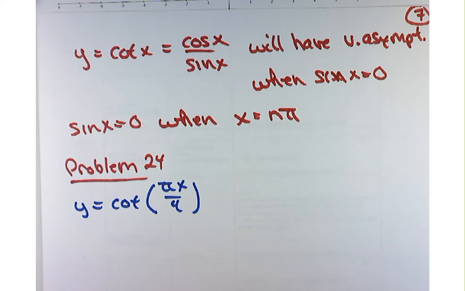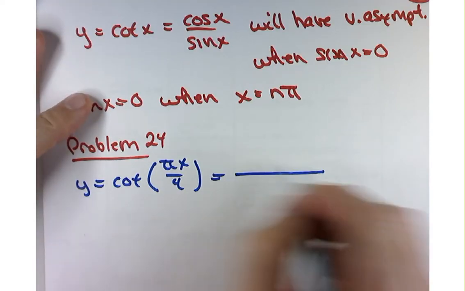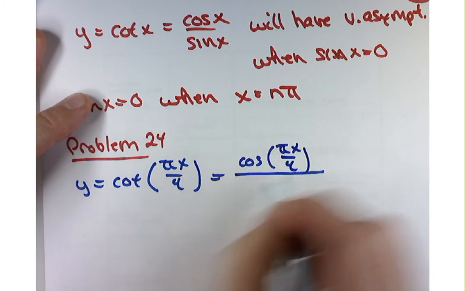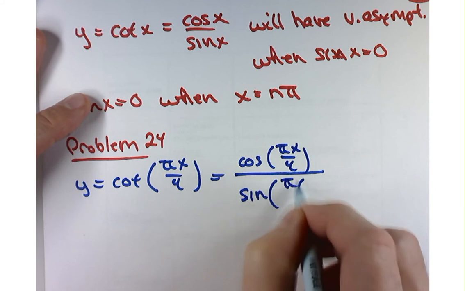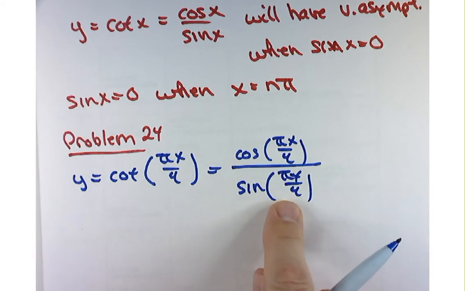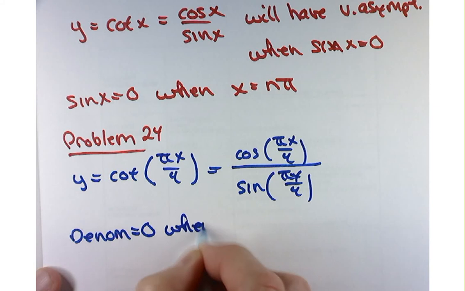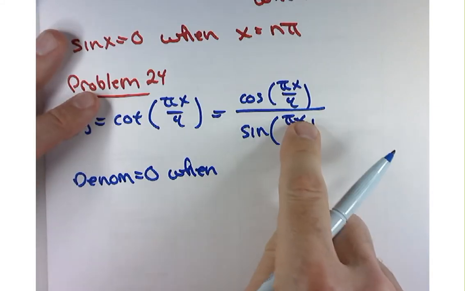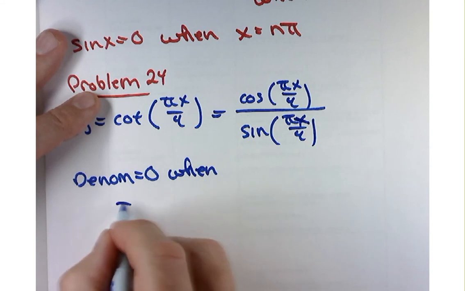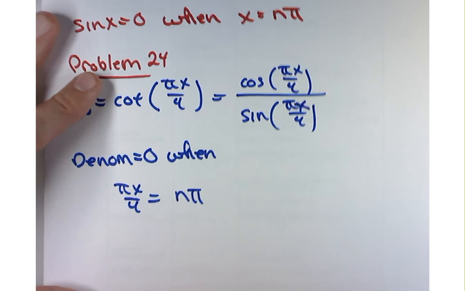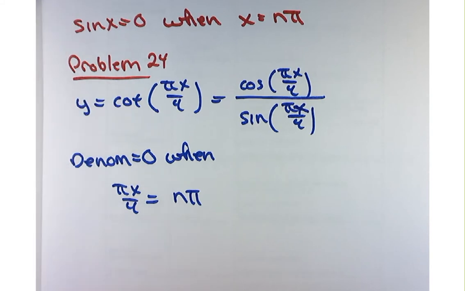It also figures out your domain. So let's do that here. Let's figure out what that's going to mean for us. This is going to be cosine of pi x over 4 divided by sine of pi x over 4. Where is that going to be 0? What values of x? So the denominator equals 0 when pi x over 4 equals n pi. This one actually solves pretty nice. We actually get some nice values out of it.